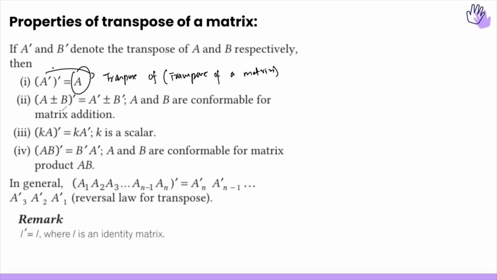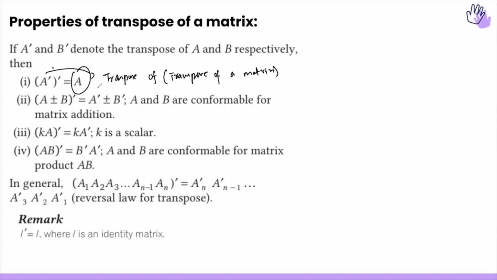And (A plus or minus B) whole transpose is basically A transpose plus or minus B transpose. So if you add two matrices and take the transpose, or you first take the transpose and then add them up, you'll get the same result. (kA) whole transpose is basically k times A transpose. So whether you multiply a matrix first with a constant and then take the transpose, or you first take the transpose and then multiply, you'll get the same answer.